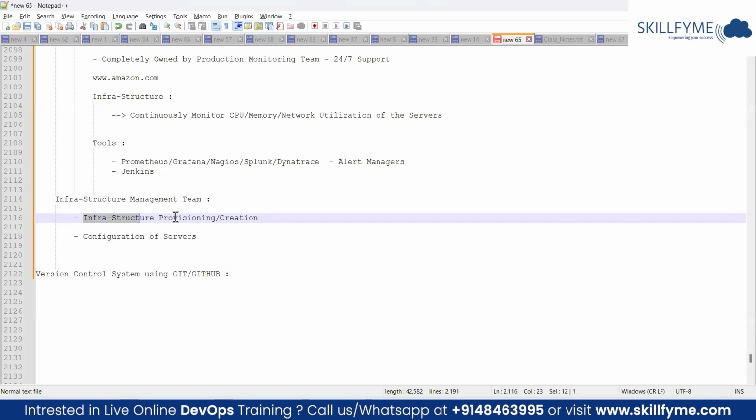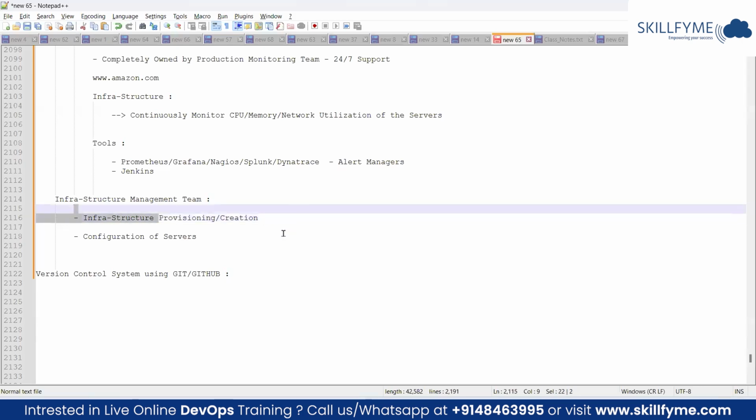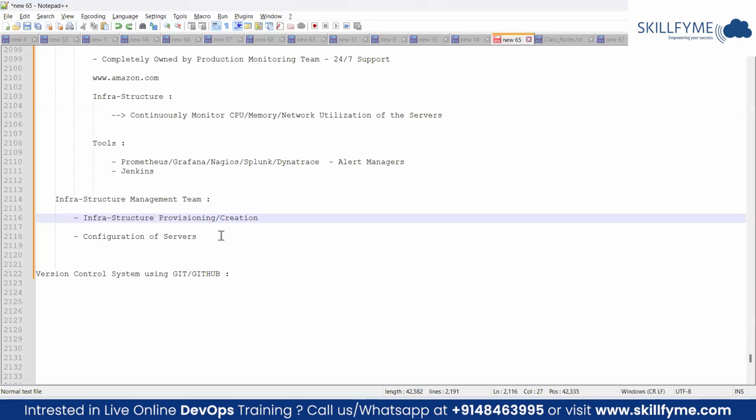To configure and provision the servers, I have written my own scripts because doing it manually is a very tedious process. So I write my own shell script to provision the resource, or a Python script, because I'm comfortable in Python or shell scripting. So using scripting, I can effectively manage my resources.